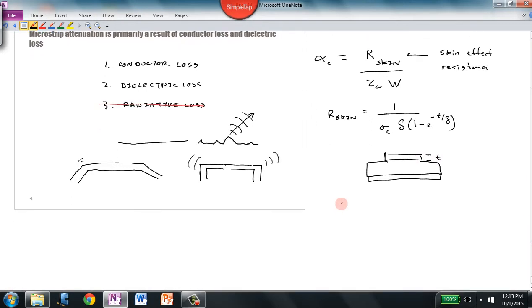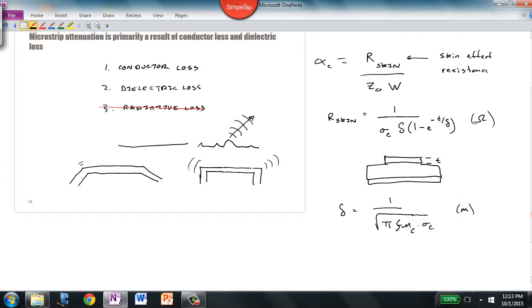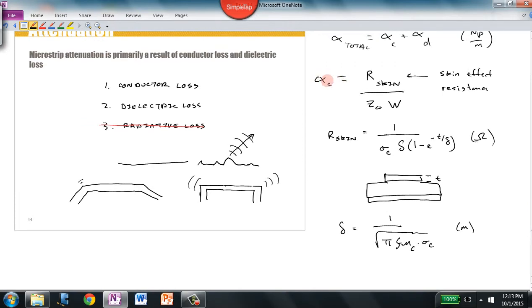The skin resistance is in ohms, by the way. The formula for skin depth is equal to 1 divided by the square root of pi times the frequency times the magnetic permeability of the conductor times the conductivity of the conductor, and that's going to be measured in meters. So that's how I calculate alpha in Nepers per meter for the conductor.